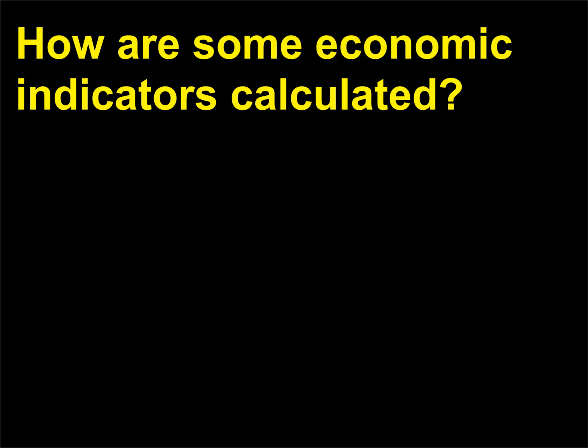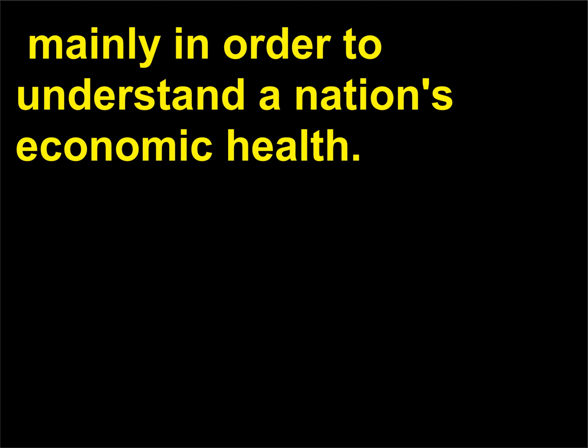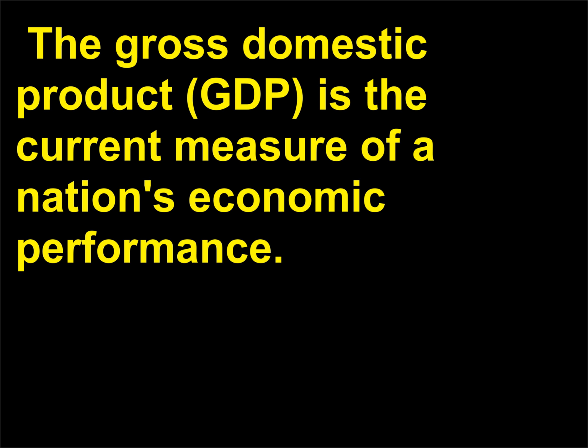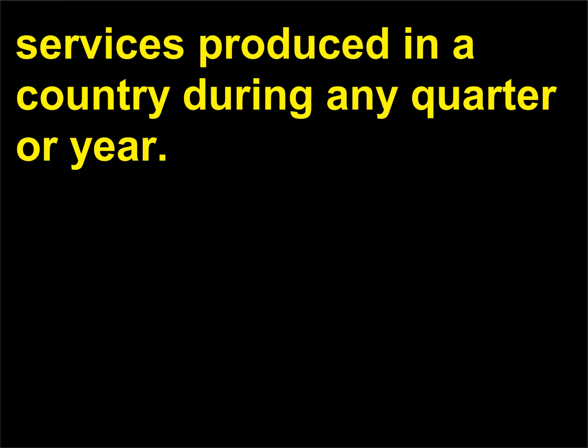How are some economic indicators calculated? There are many economic indicators that are mathematically calculated, mainly in order to understand a nation's economic health. The gross domestic product, GDP, is the current measure of a nation's economic performance. It is the total market value of all final goods and services produced in a country during any quarter or year.